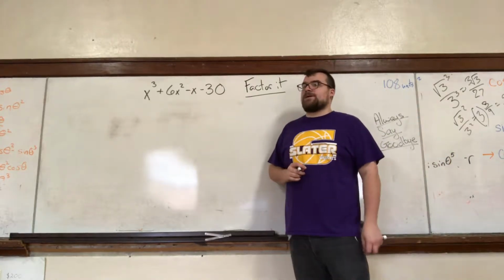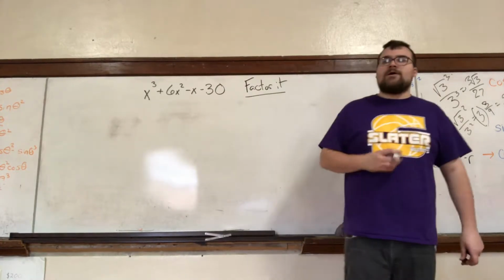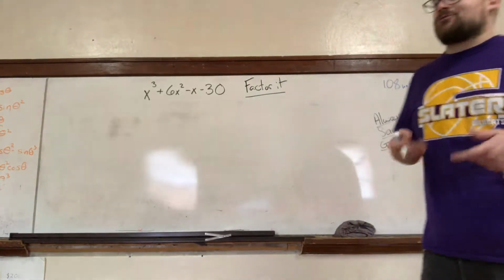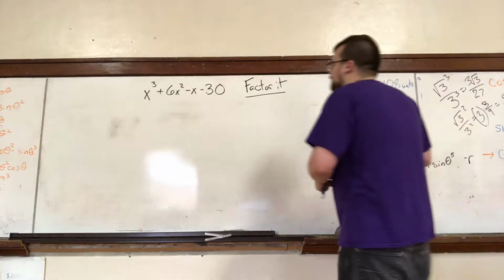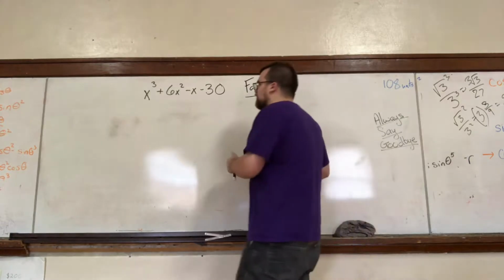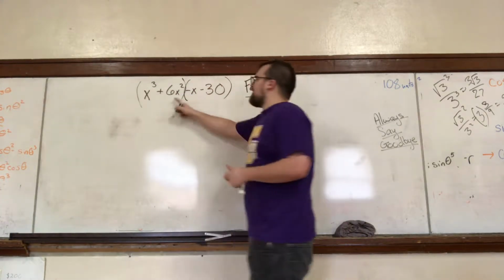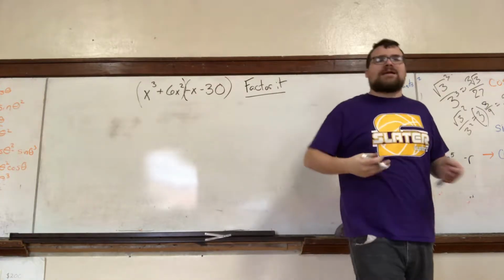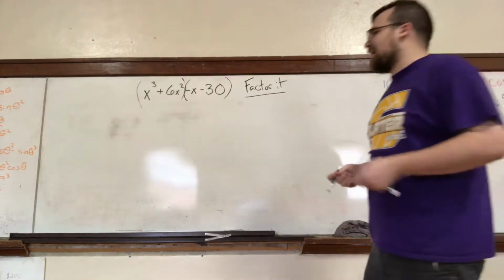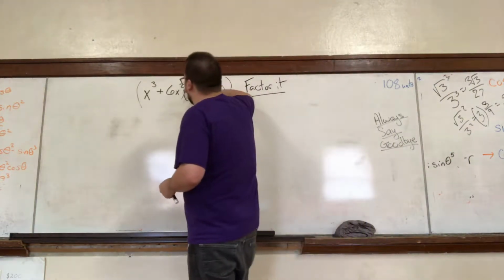Factoring by grouping, right? Factoring by grouping deals with x to the third. Now, the thing is, even if we were to group this, is there any way we could factor something out of these and make them match? No, there's not. So factoring by grouping is not even going to work here.